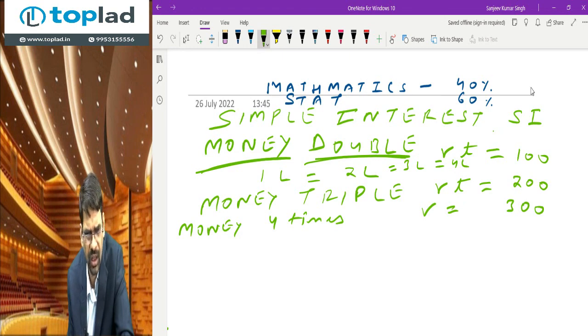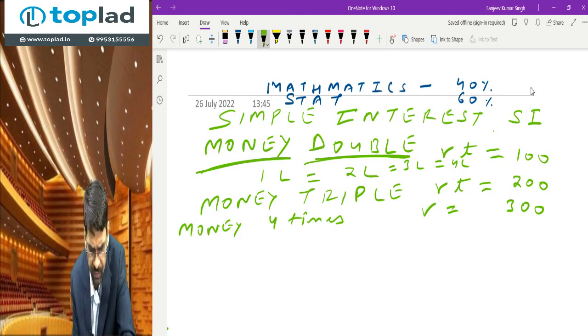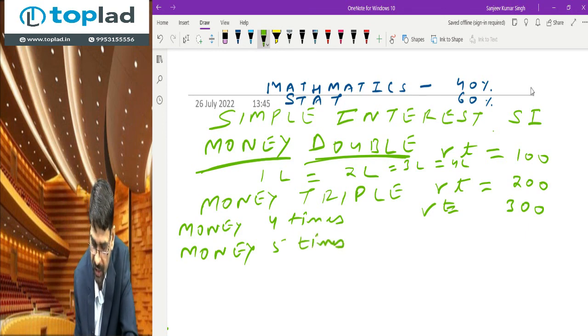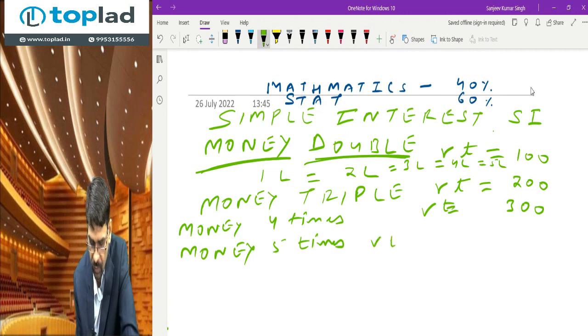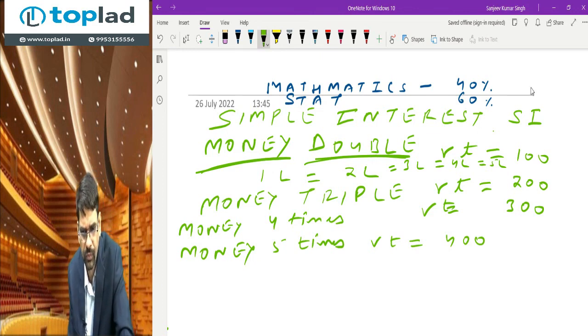At the examination hall, your one second is very important. So we will provide a trick, mathematics tricks. This is very important trick. Very important formula. You just remember. Now money 5 times. 5 times means 1 lakh becomes 5 lakh. Your formula is RT is equal to 400.